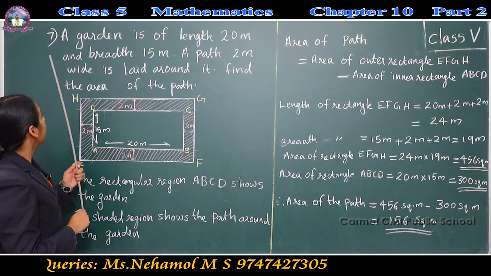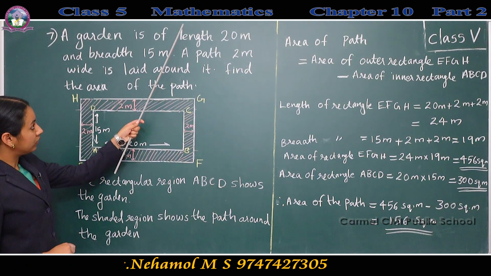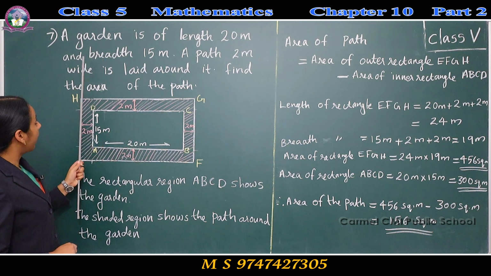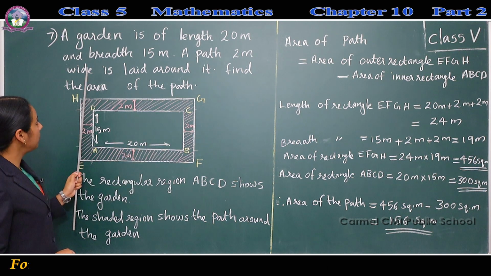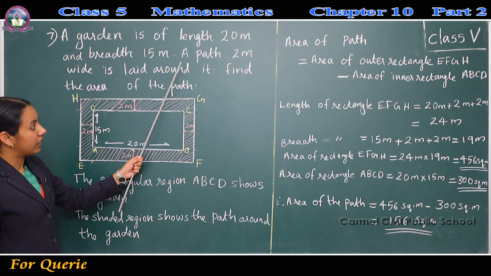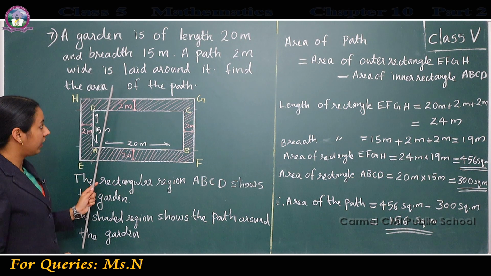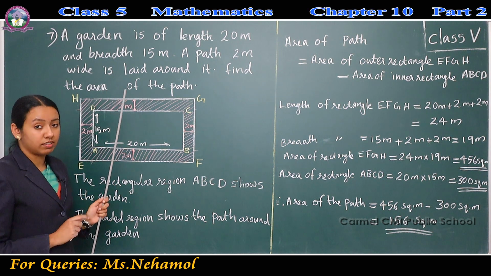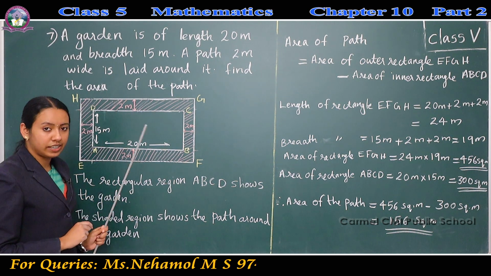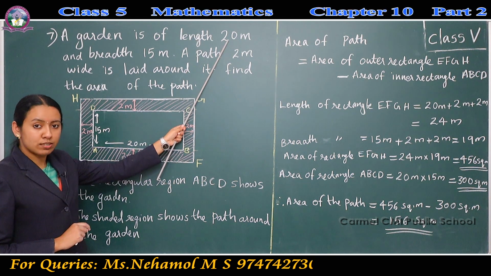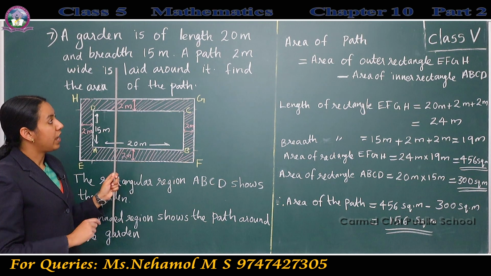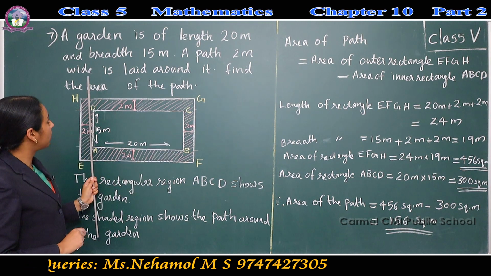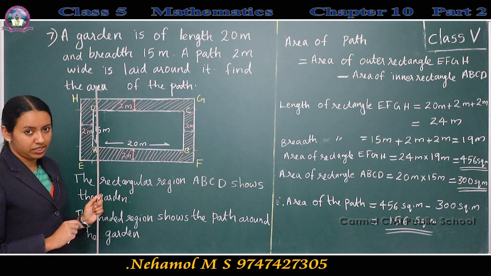Next question. A garden is of length 20 meter and breadth 15 meter. A path 2 meter wide is laid around it. Find the area of the path. What is the question? One garden is there. Length of the garden is 20 meter. Breadth is 15 meter. Then a path 2 meter wide is laid around it.